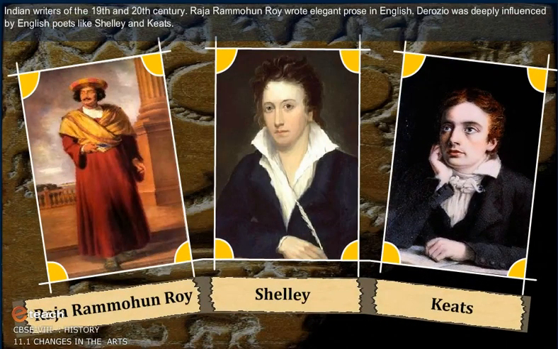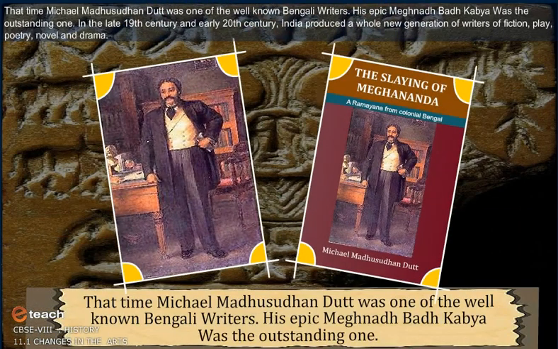Raja Ram Mohan Roy wrote elegant prose in English. Derozio was deeply influenced by English poets like Shelley and Keats. At that time, Michael Madhusudan Dutt was one of the well-known Bengali writers. His epic Meghnad Badh Kavya was the outstanding one.